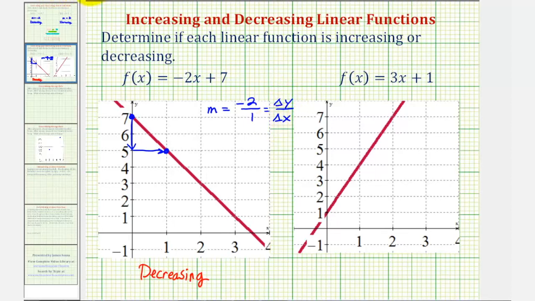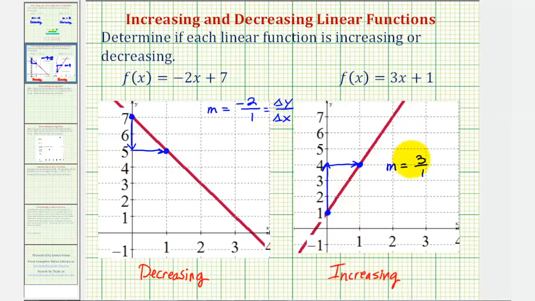And then looking at the second linear function, f of x equals 3x plus 1, notice how the y-intercept is positive 1, giving us this point here. And then because the slope is positive 3, if we want 3 over 1, from the y-intercept, if we go up 3 units and right 1 unit, we have another point on the linear function. And notice how the line is going uphill from left to right, and therefore the function is increasing.